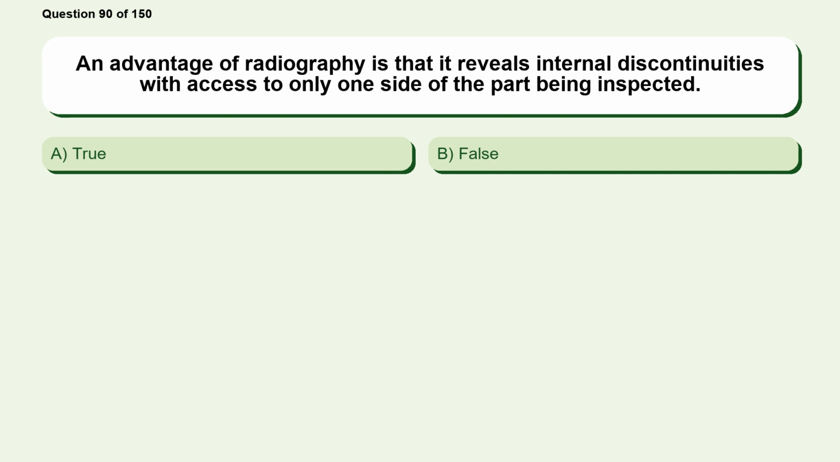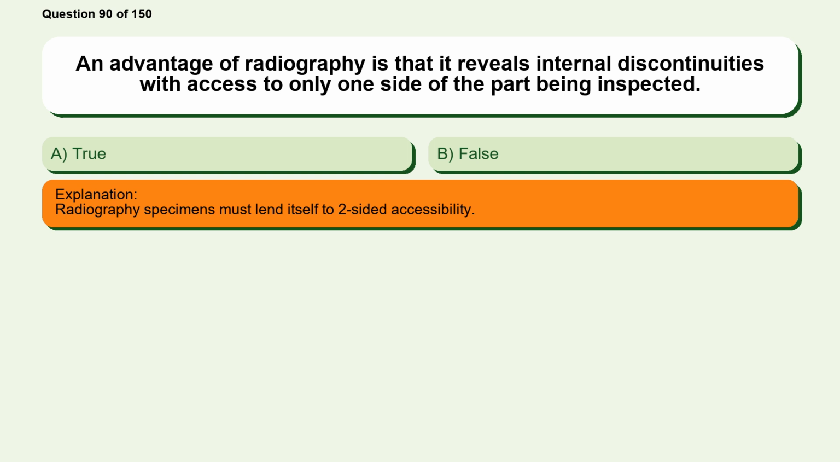Question 90. An advantage of radiography is that it reveals internal discontinuities with access to only one side of the part being inspected. Option A, true. Option B, false. The correct answer is option false. Radiography specimens must lend themselves to two-sided accessibility.